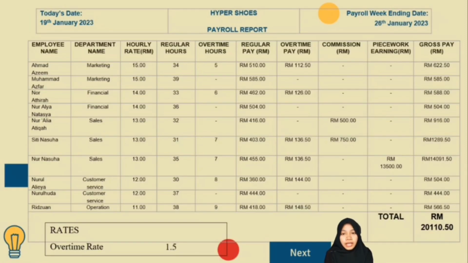And next is the Hypershoe payroll report. The overall total last week is 20,110.50. Next is the information on the payroll. First is employee name, department name, hourly rate, regular hours, overtime hours, regular pay, overtime pay, commission, piecework earning, and gross pay. And we use an overtime rate of 1.5.